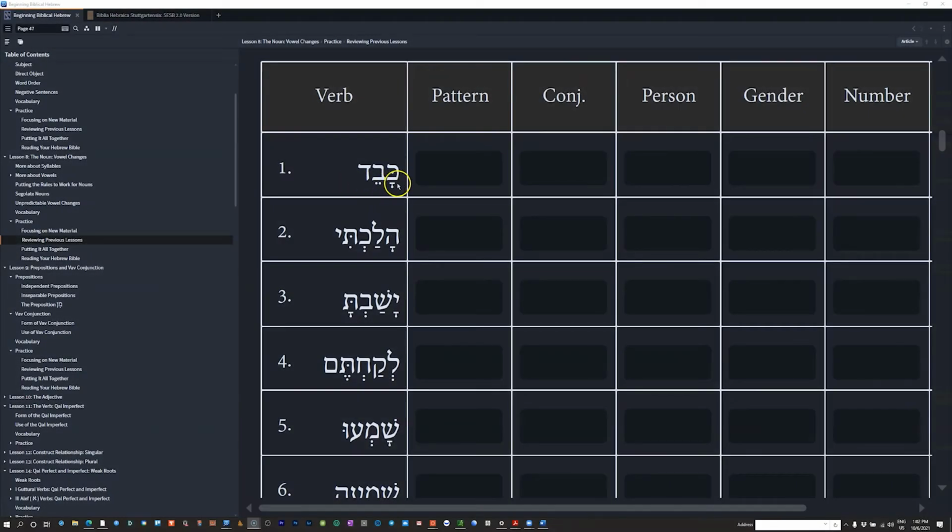So number one, we've only got 3 letters, so this is the Qal perfect 3ms form of kaved. Number two, the first 3 letters are our root. The last 2 are our suffix. The tav suffix goes with the Qal perfect 1cs. Number 3, the first 3 letters are our root. The 4th letter is the Qal perfect 2ms suffix.